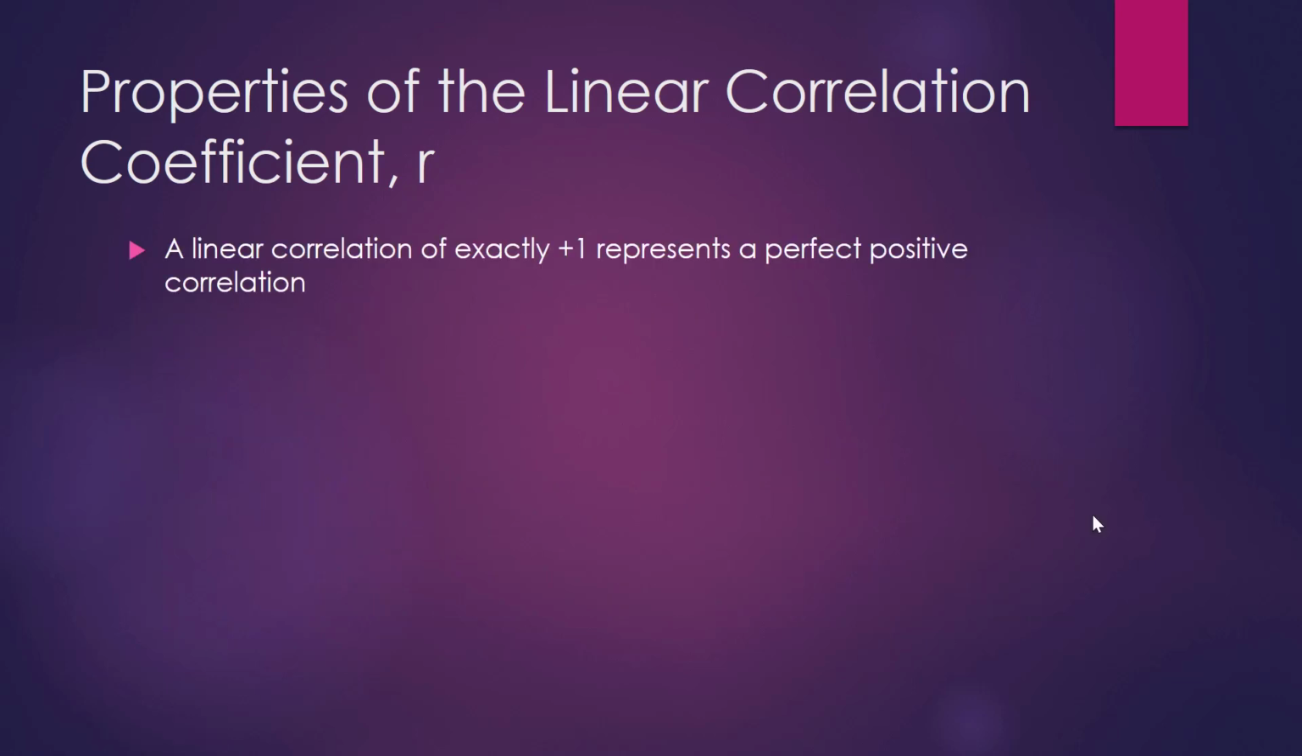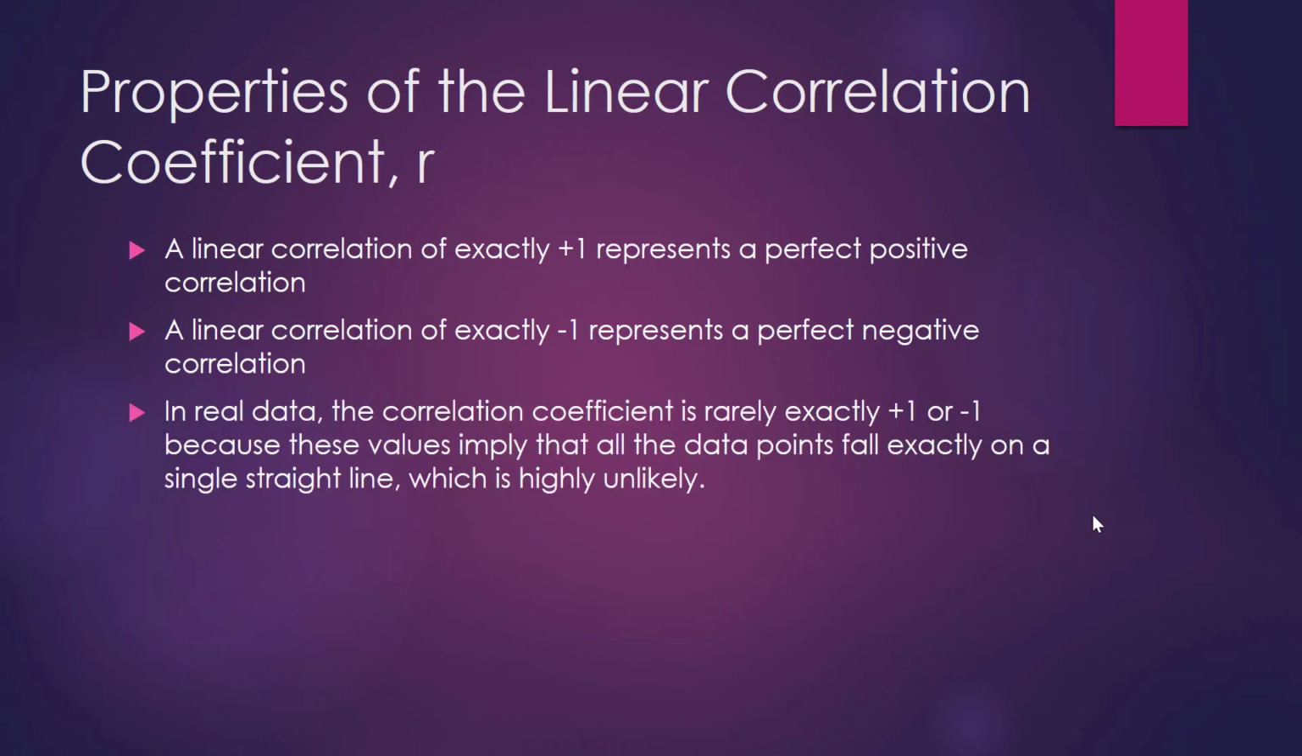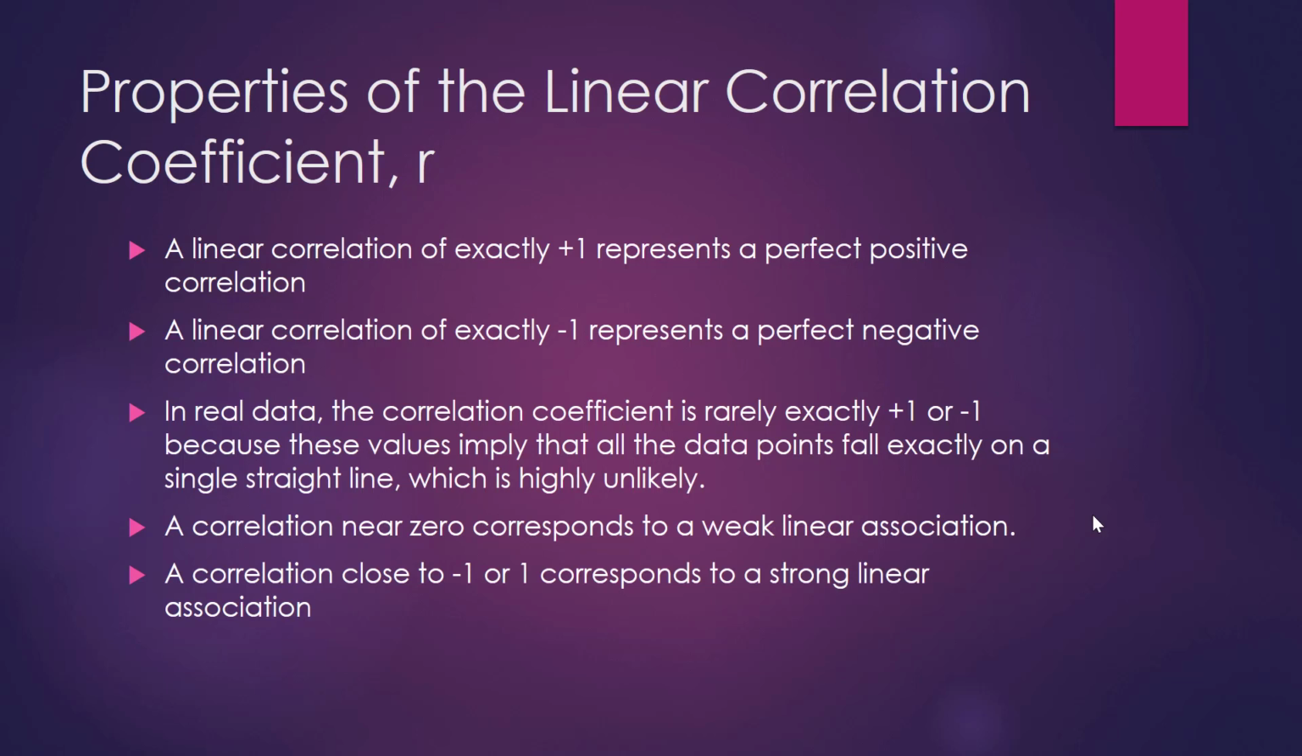A linear correlation of exactly +1 represents a perfect positive correlation. A linear correlation of exactly -1 represents a perfect negative correlation. In real data, the correlation coefficient is rarely exactly 1 or -1 because these values imply that all the data points fall exactly on a single straight line, which is highly unlikely. A correlation near 0 corresponds to a weak linear association. A correlation close to either -1 or +1 corresponds to a strong linear association.